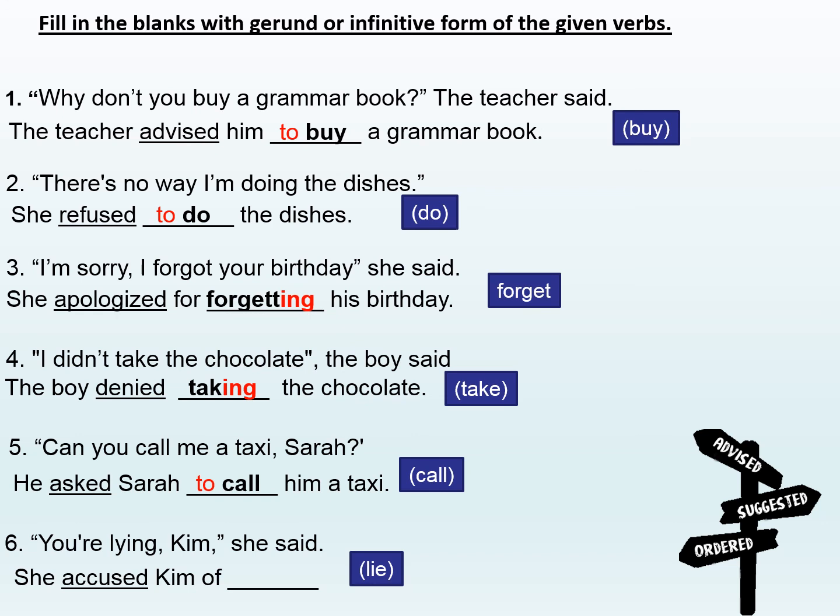Number 6. You're lying, Kim, she said. So, to lie or lying. So she accused Kim of lying.